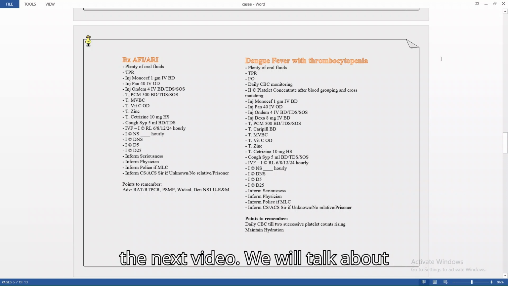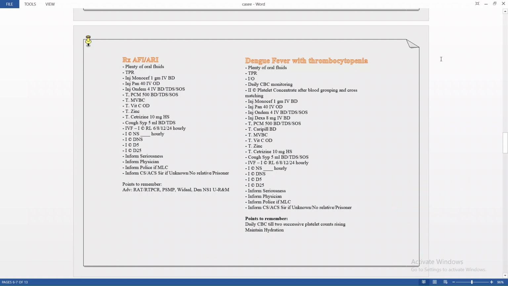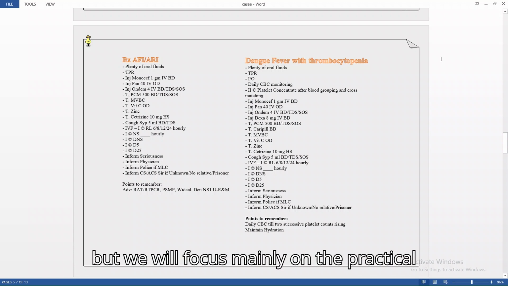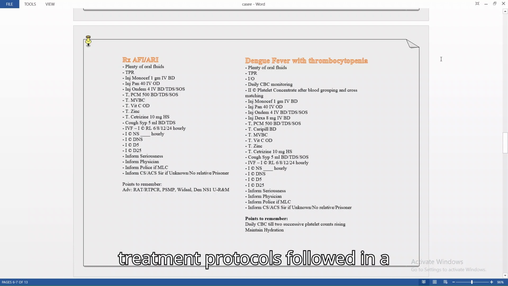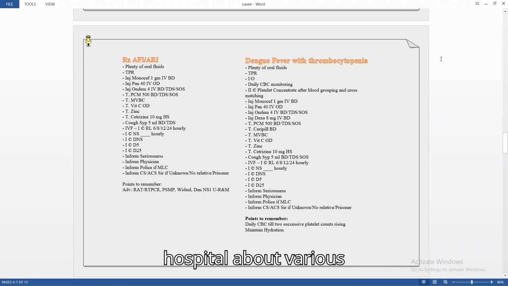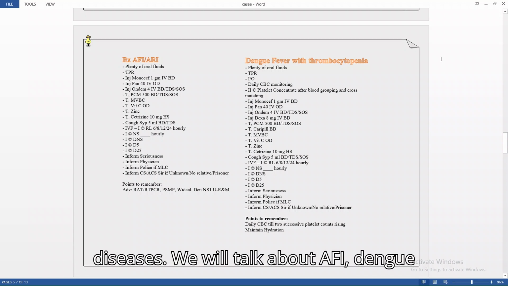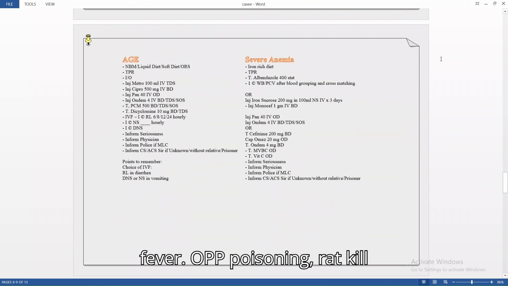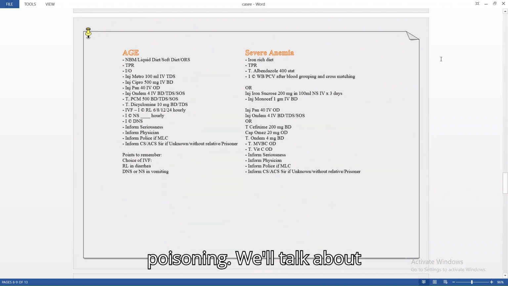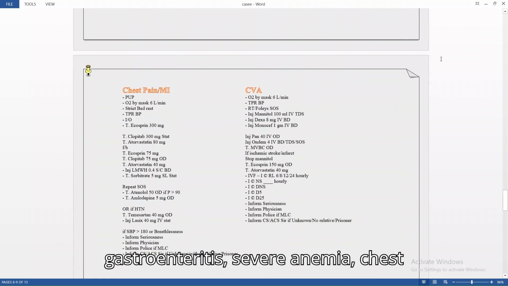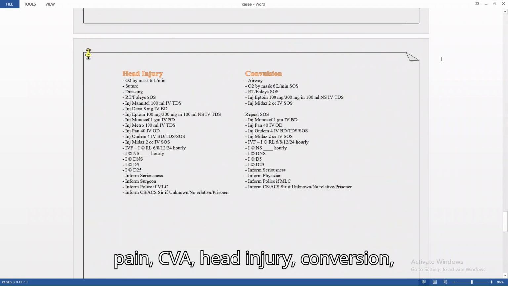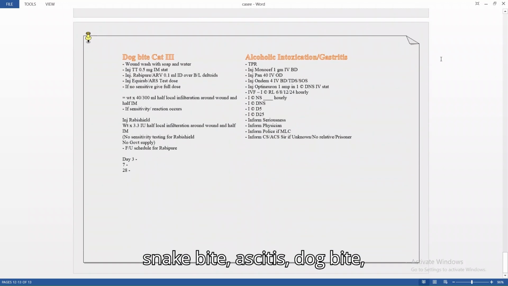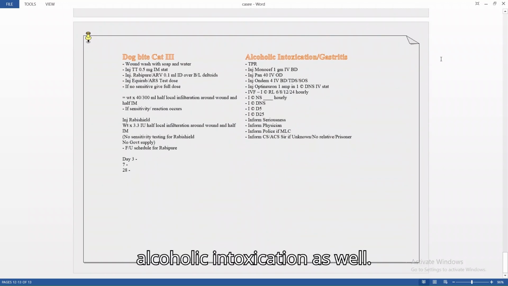We'll not talk much in detail about the pathology, but we'll focus mainly on the practical treatment protocols followed in a hospital for various diseases. We'll talk about AFI, dengue fever, OPP poisoning, rat kill poisoning. We'll talk about gastroenteritis, severe anemia, chest pain, CVA, head injury, convulsion, snake bite, ascites, dog bite, alcoholic intoxication as well.